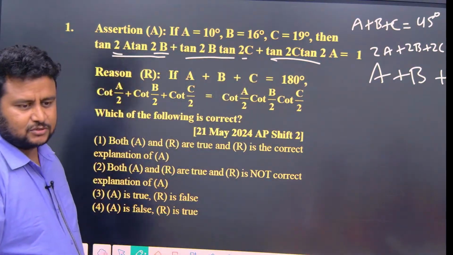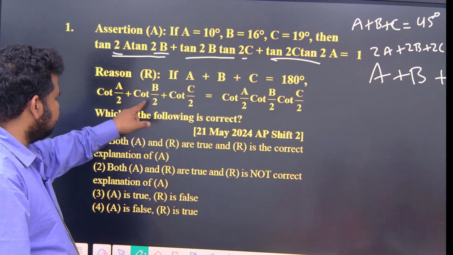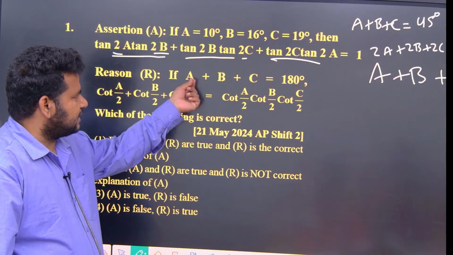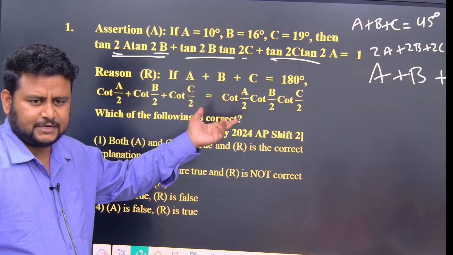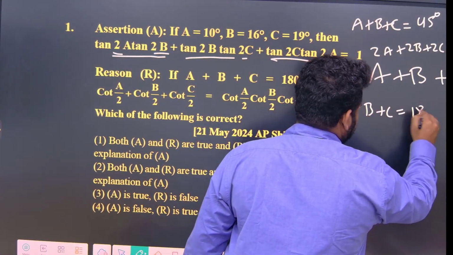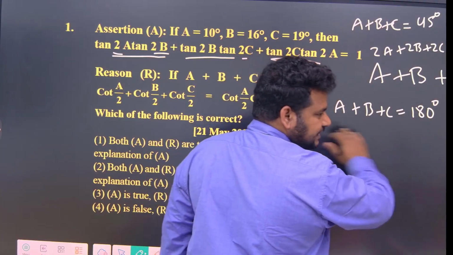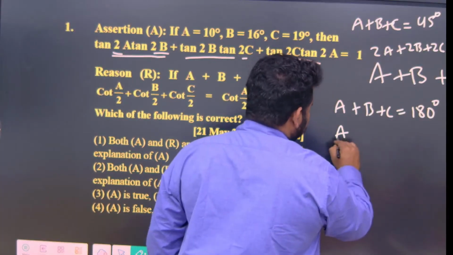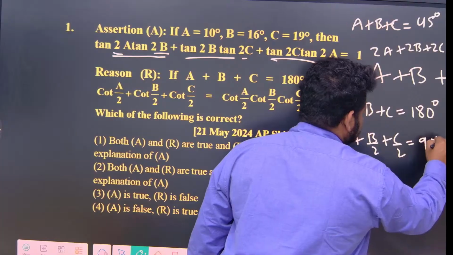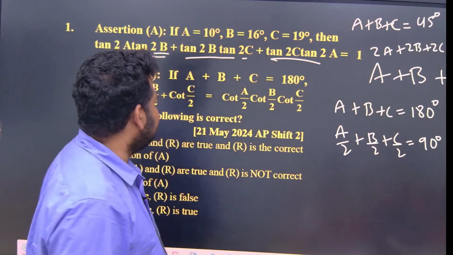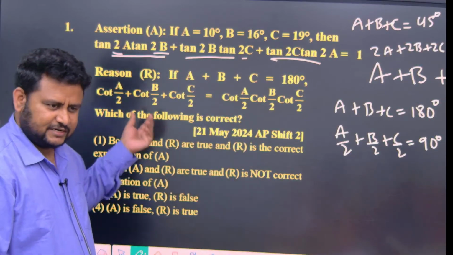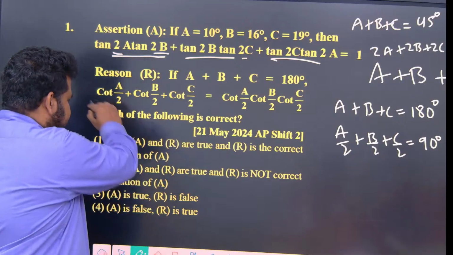This is correct. Now come back to this one. If A plus B plus C is equal to 180 degree, we want A by 2, B by 2, C by 2. That means we have to divide by 2. So A plus B plus C is equal to 180 degree. I want A by 2, not A. So entire thing I will divide by 2. So A by 2 plus B by 2 plus C by 2 is equal to 90 degree. So when this is equal to 90 degree, cot A plus cot B plus cot C is equal to cot A cot B cot C. But here A is A by 2, B by 2, C by 2. That is what we learned. So definitely this is also correct.